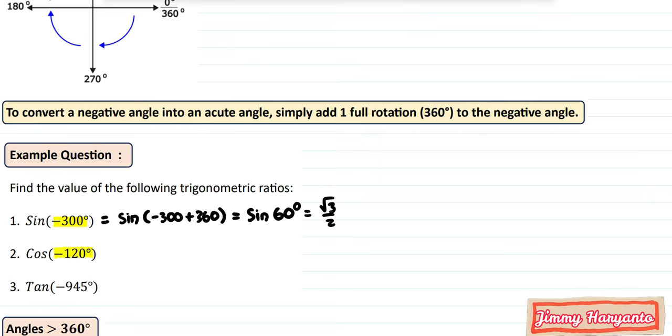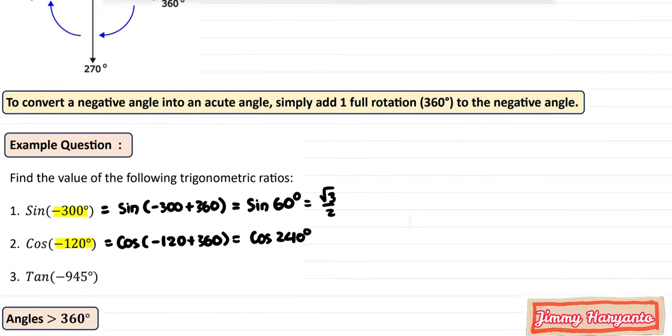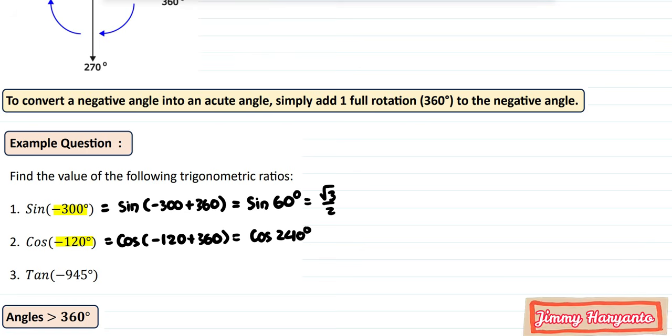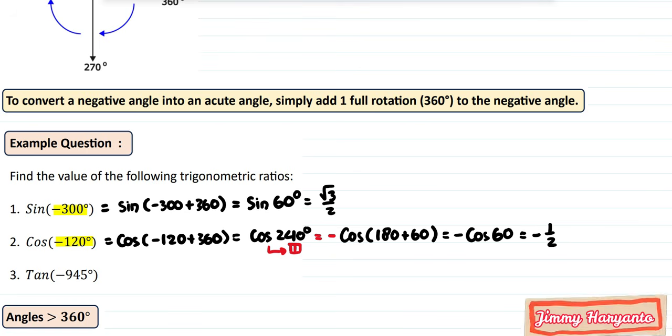Next is negative 120. For negative 120, first we have to change it into positive, negative 120 plus 360. You have cos 240. Because 240 is not an acute angle, you have to use the previous method. 240 is in the third quadrant. Cos in the third quadrant will become negative. And for this one I will use 180 as the reference. Means 180 plus 60 equals to negative. You ignore the 180, equals to negative half. So cos negative 120 is negative half.